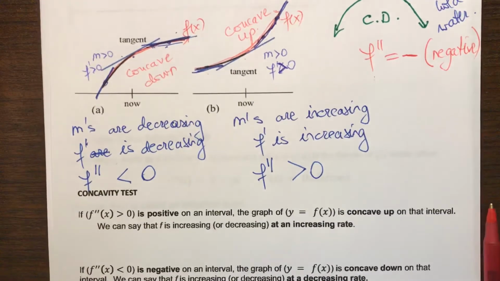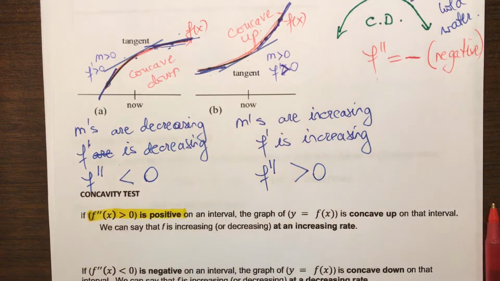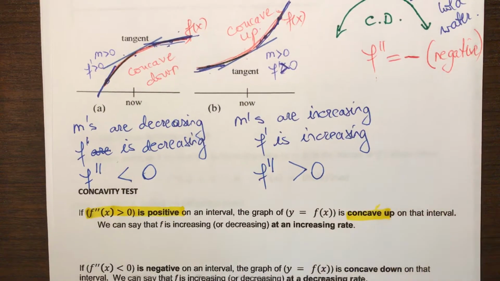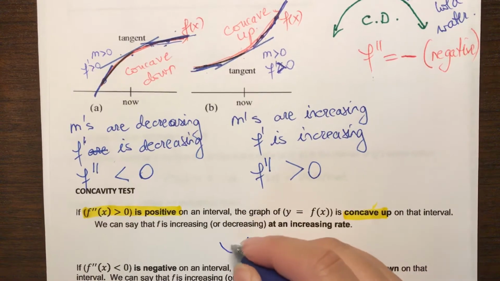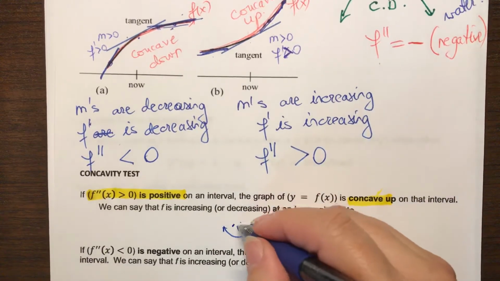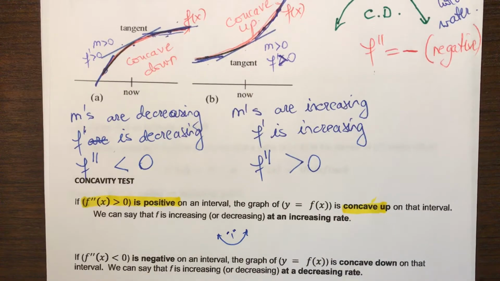So one more time, where the second derivative is positive, the graph is concave up. Smiley face. Ta-da! Not good at drawing, but there it is. There's a smiley face for you, okay? So what we say is that the function is increasing at an increasing rate. So the rate of increase is also increasing. And then the second derivative is negative.